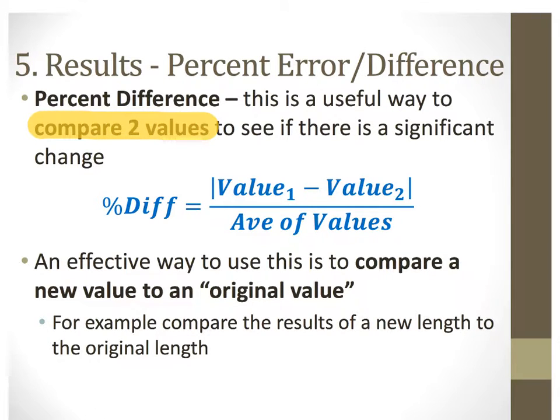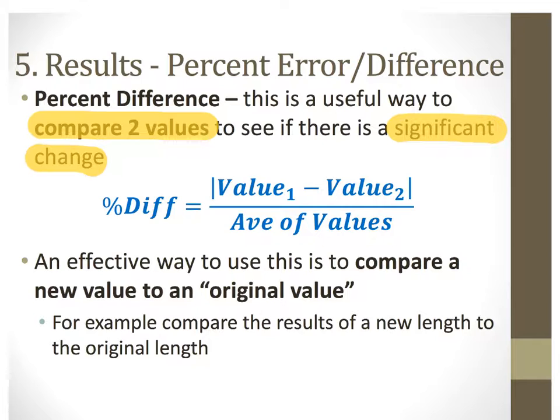Two values that you measured, all right, in the lab, and we're going to use it to see if there is a significant change between those two values. So you might have two different times, for example, that you were measuring, and you want to see if there really was a significant change between those two times, or if it was simply error that caused those two times to be not exactly the same. That's where percent difference comes in.